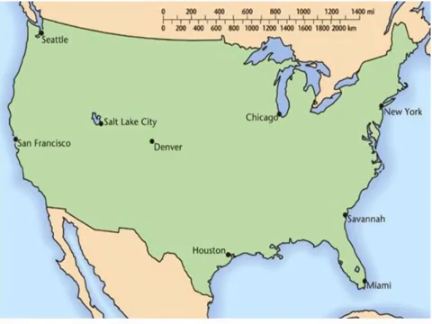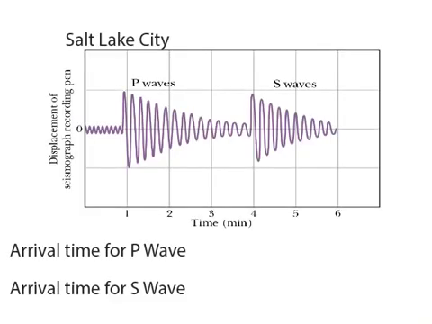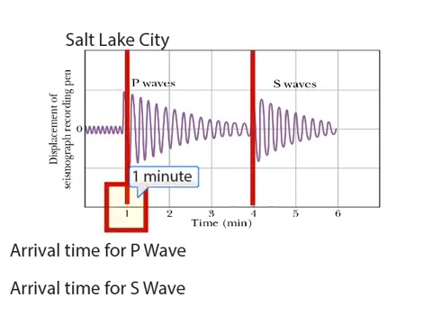Let's do an example of how to locate the epicenter for an earthquake that takes place in the United States. This is a seismograph from Salt Lake City. Here's where the P wave arrived. It was 1 minute. Here's where the S wave arrived. That was at 4 minutes.